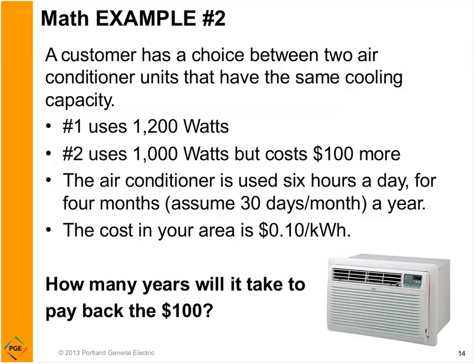So let's look at another example. This one I'll do for you. A customer has choice between 2 air conditioning units. This is getting back to that purchasing decision is often where you can really lock in future bill savings. I'm going to assume 10 cents simply because it's easy to do the math in my head. And the common evaluation is, oh, this more efficient unit that only uses 1,000 watts costs me more money.